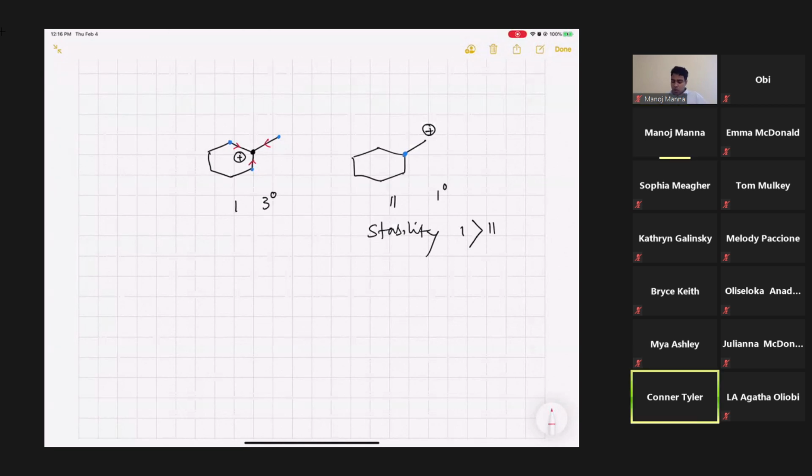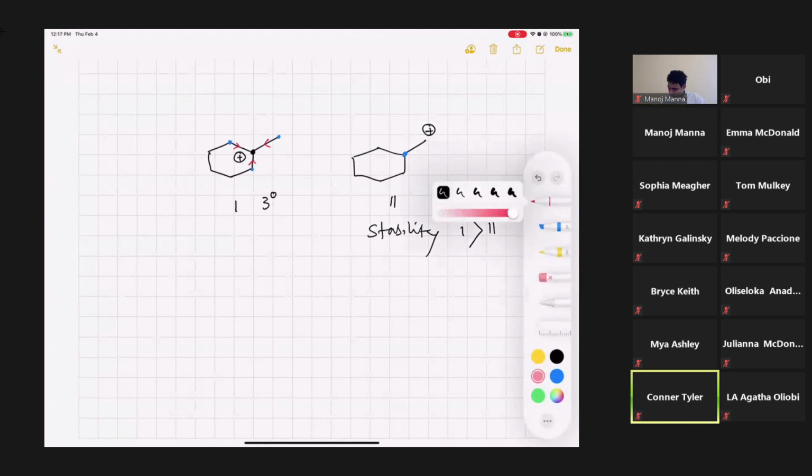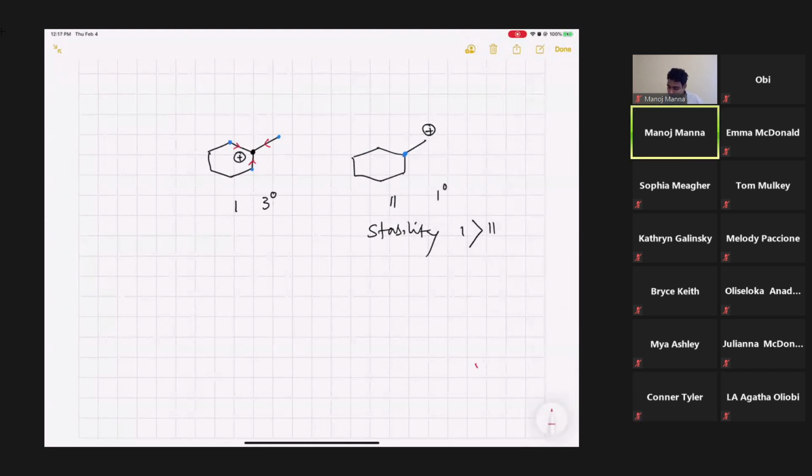Okay. Hey, Professor. Real quickly, could you draw a red arrow on figure 2? Oh, okay, sure. Very good. Thank you for asking.